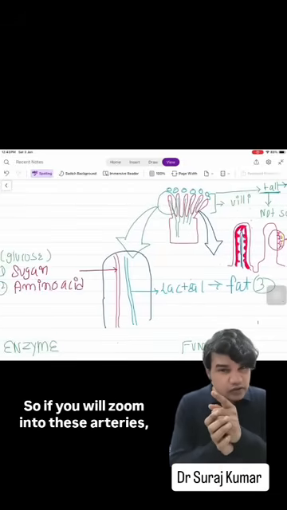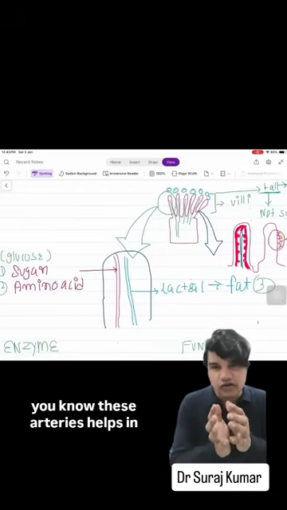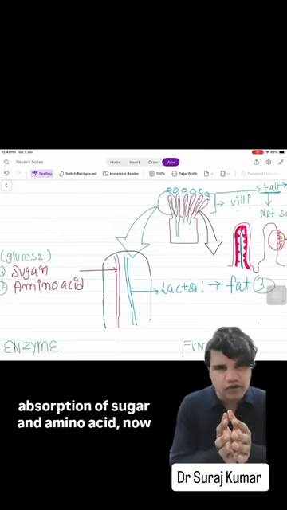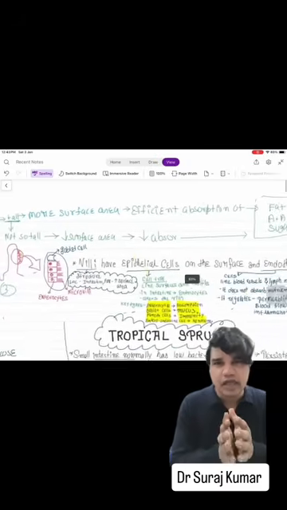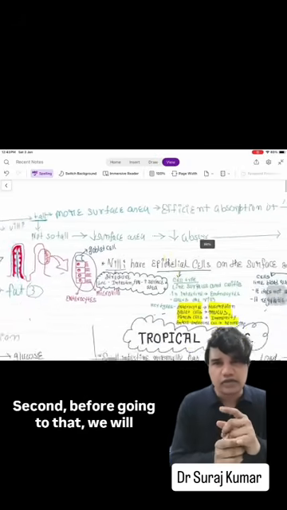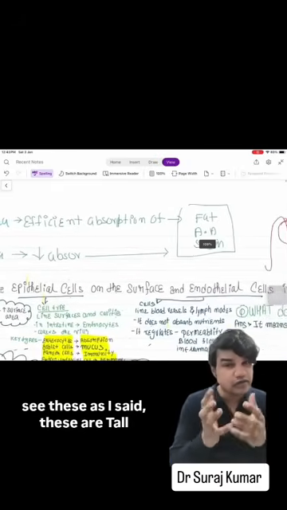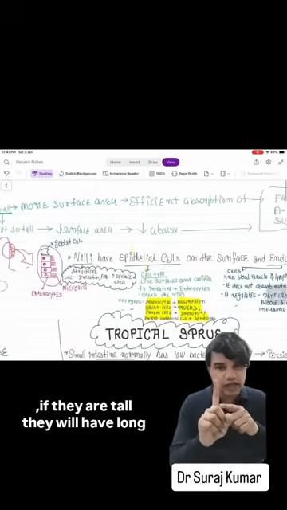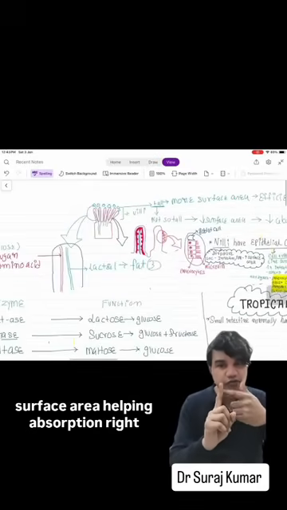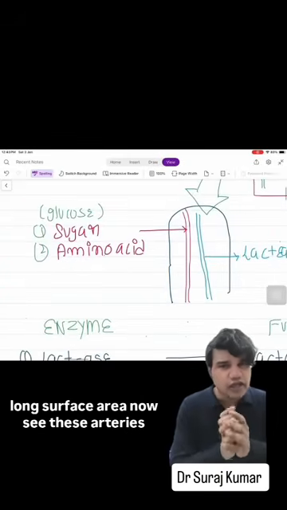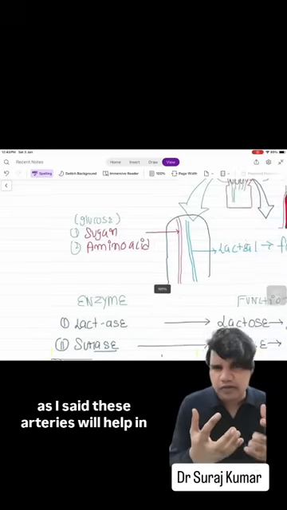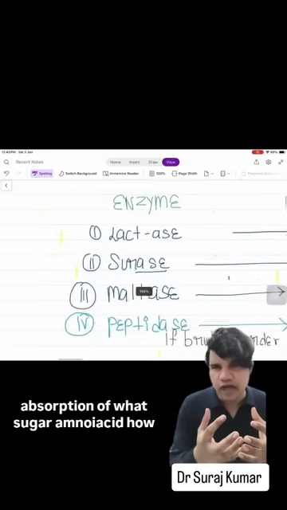So if you zoom into these arteries, this artery helps in absorption of sugar and amino acid. Now the question is how it happens, right? Before going to that, we will see these, as I said, these are very tall. If they are tall, they will have a long surface area, which helps in absorption, right? Long surface area. Now, see these arteries. As I said, these arteries will help in absorption of what? Sugar and amino acid. How?